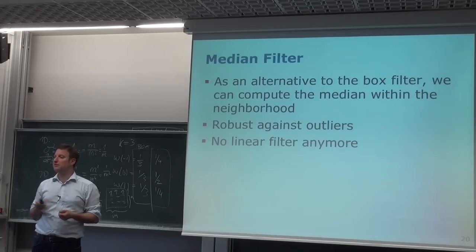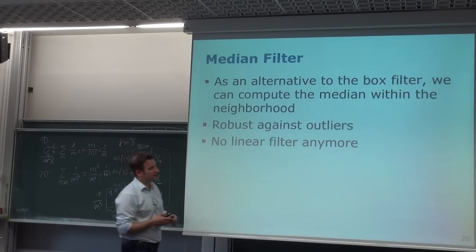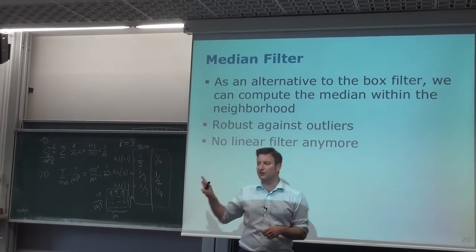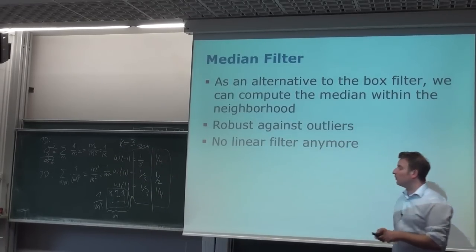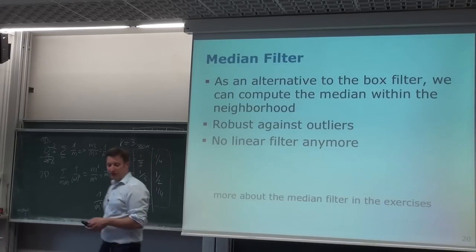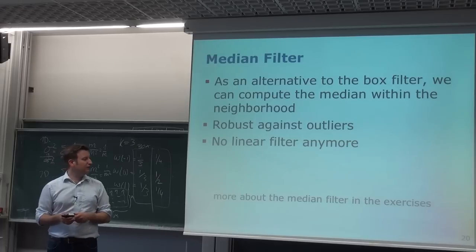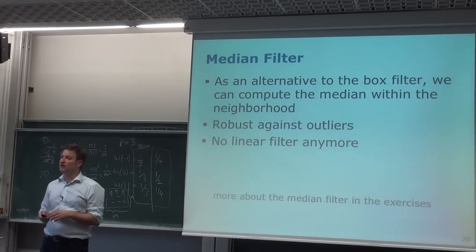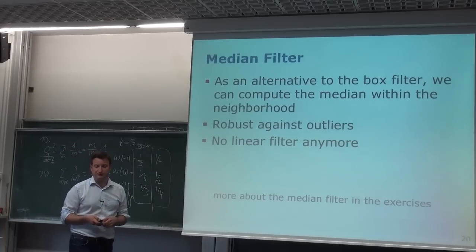So if we have some extreme outliers in our intensity measurements for individual pixels, we can actually eliminate them quite well. I won't go more into the details, because this is something from the homework assignments that you will actually have to do, and then actually explore the median filter.